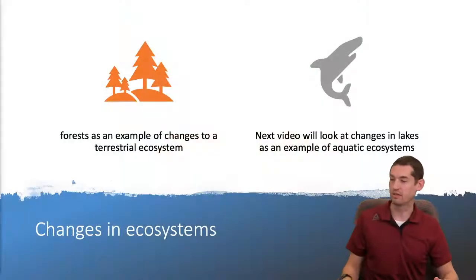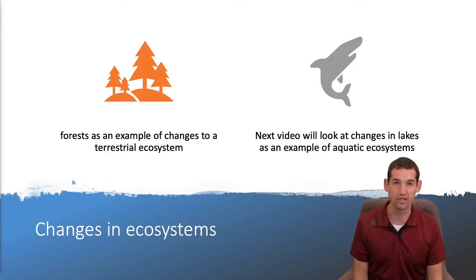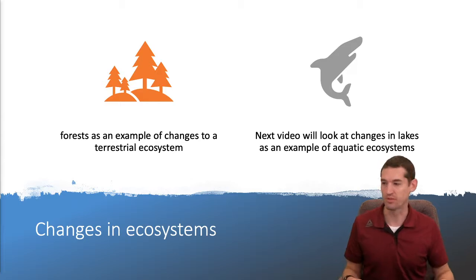Now we're going to look at how changes in the environment can affect an ecosystem. And we're going to look at two small examples as a way of looking at the broader picture. So we're going to look at a forest as an example of how changes in a terrestrial ecosystem can have an effect on things. But those same principles would apply whether you're talking about a grassland or even a desert. The same general principles still work.